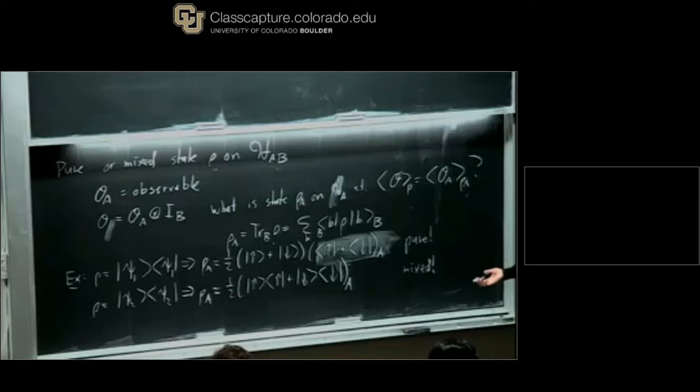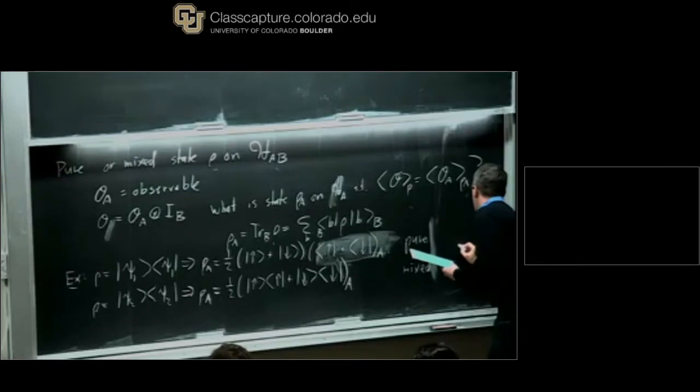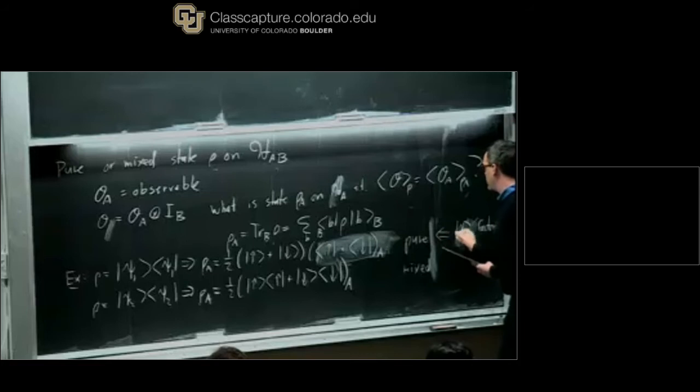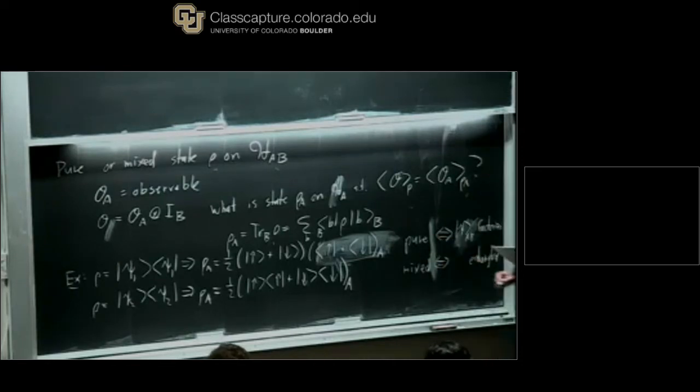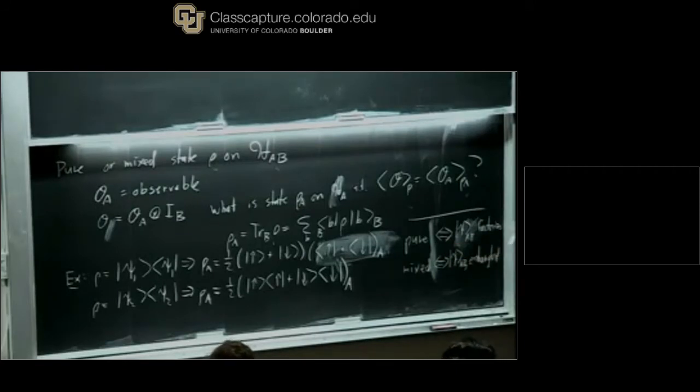And it's very easy to convince yourself that this is a general feature: if psi on AB factorizes, because I'm assuming it's pure, then you get a pure state and vice versa. And if it's entangled, then you get a mixed state. Again, in this statement, I'm assuming that the full system is in a pure state. I'm not making any statements yet at this level about when the full system is in a mixed state.